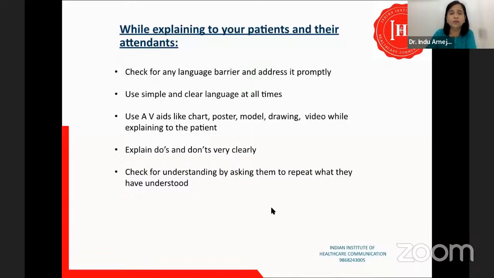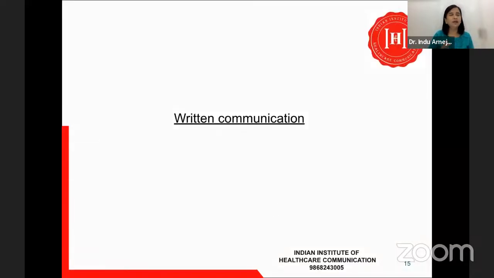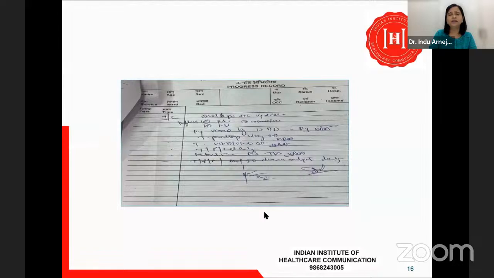Now coming to the written communication. In healthcare, written communication again plays a very big role. In most of the corporate hospitals, we now have everything on the computer, so there is less likelihood of errors like spelling mistakes. But in a lot of hospitals, we are still practicing handwritten notes. So I'm just sharing a couple of handwritten notes with you.